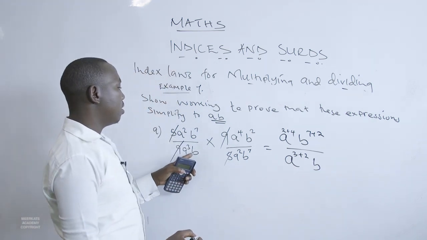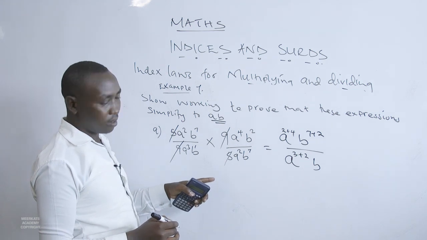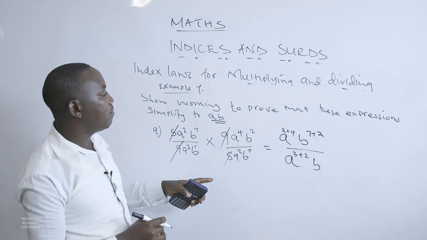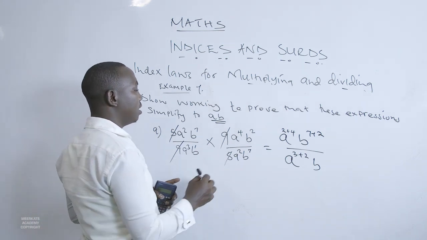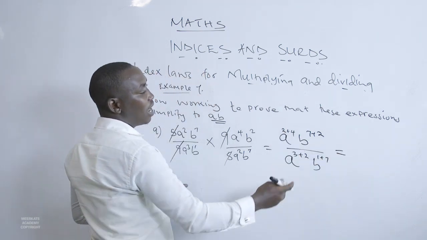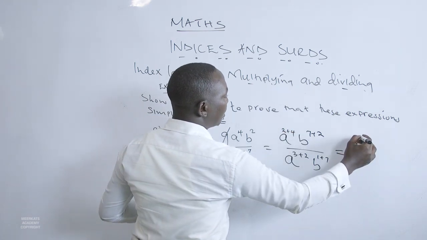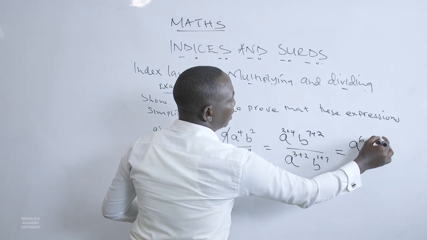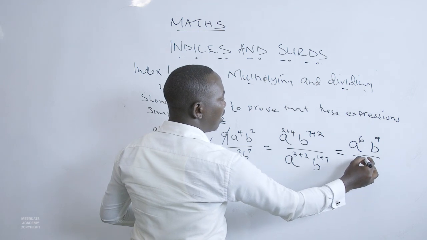We shall add the powers, that will be 3 plus 2. Then b, this is like b raised to 1 multiplied by b raised to 7. This shall be 1 plus 7. So when we simplify the numerator, we shall have a raised to 2 plus 4, that is 6, and b raised to 7 plus 2, which is 9, over a raised to 5 b raised to 8.